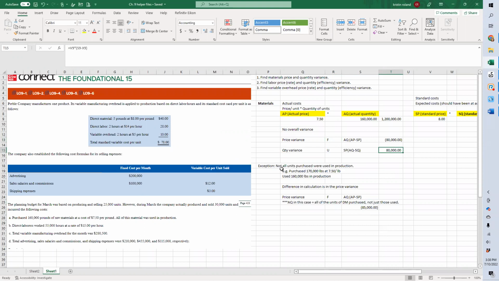And that's okay. So just remember this as you're working on the homework. If the direct materials used in production do not equal the direct materials purchased, for your price variance, you use the quantity of all of the direct materials purchased.